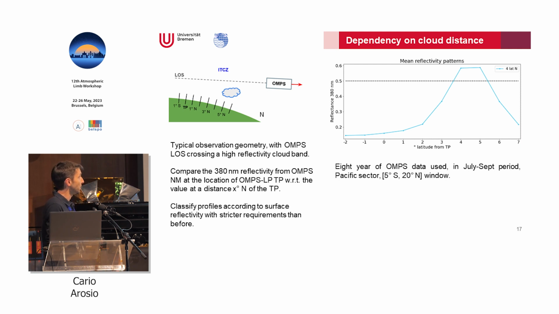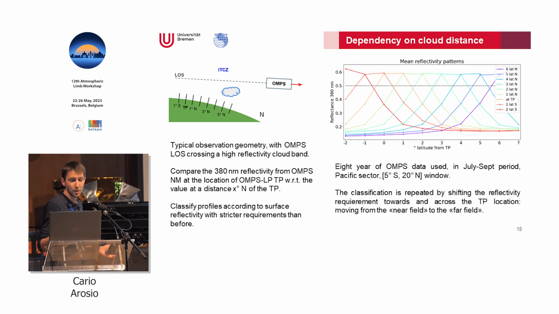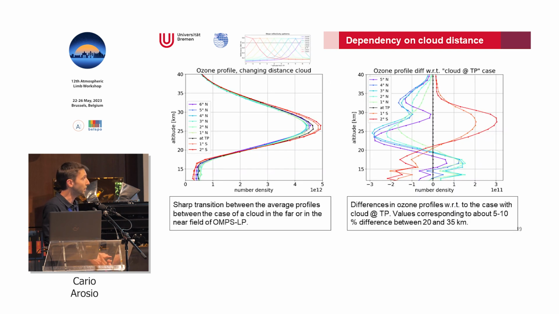So we were trying to ask for a 2 degree bin of high reflectivity to the north of the tangent height, and then shifting this pattern from the near field of OMS to the far field of OMS, so passing over the tangent point, and again repeating the same classification. And this is better. So the results in this case, the reference is the tangent point value, so exactly when the high reflectivity is on top of the tangent point.